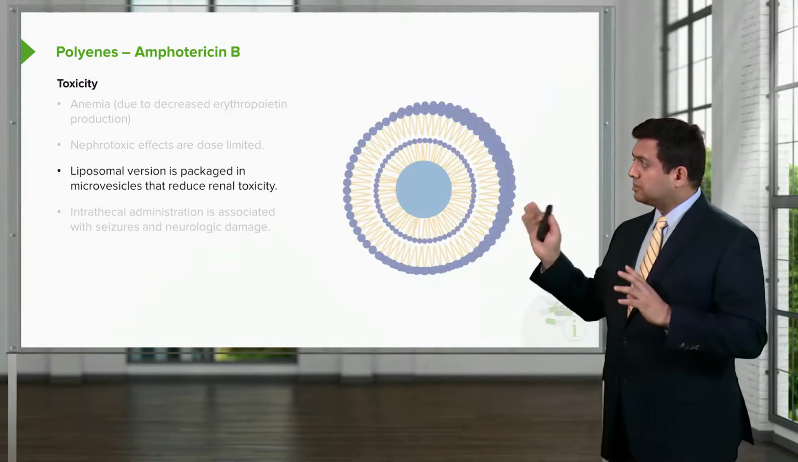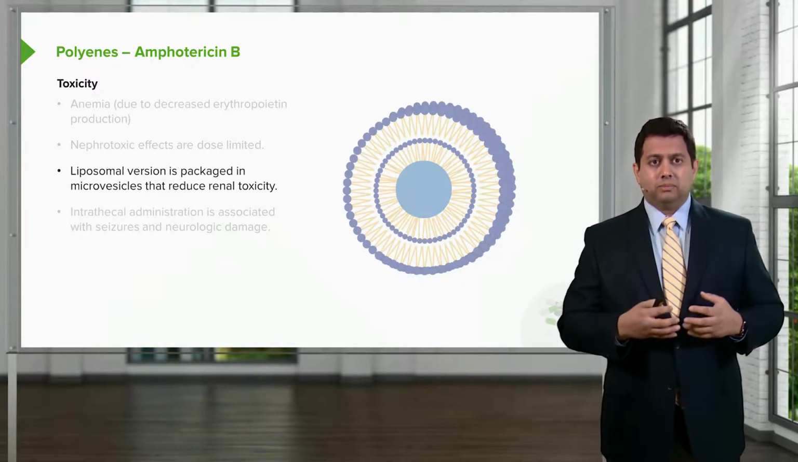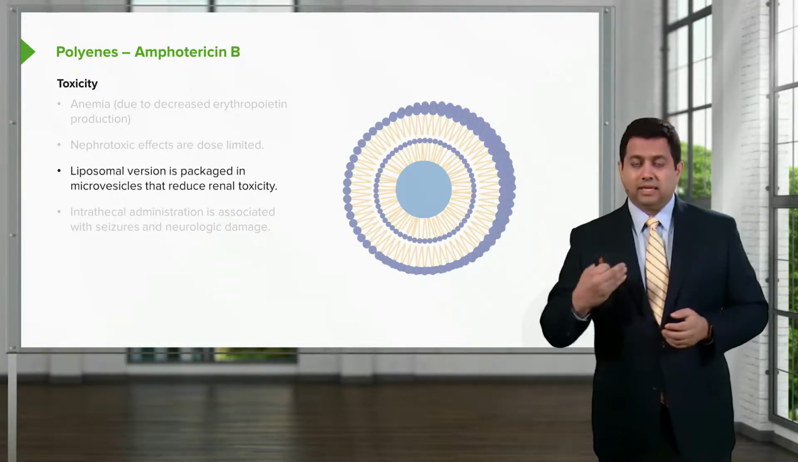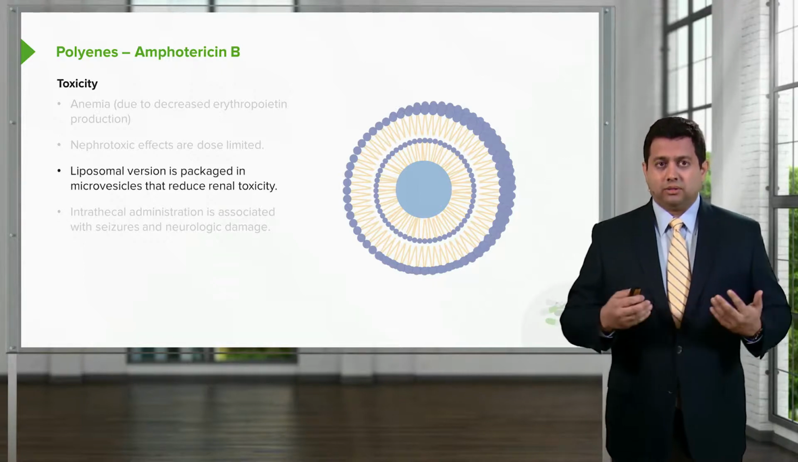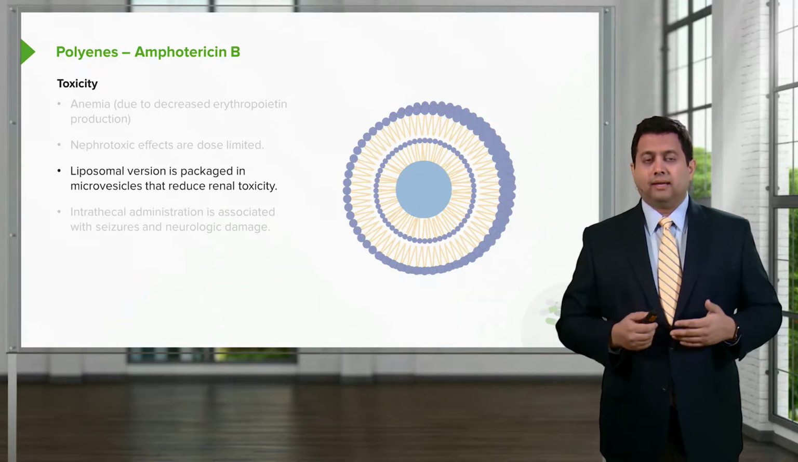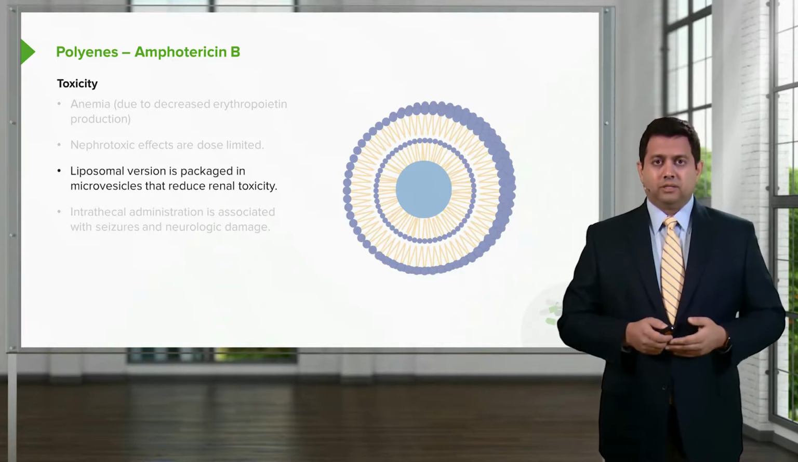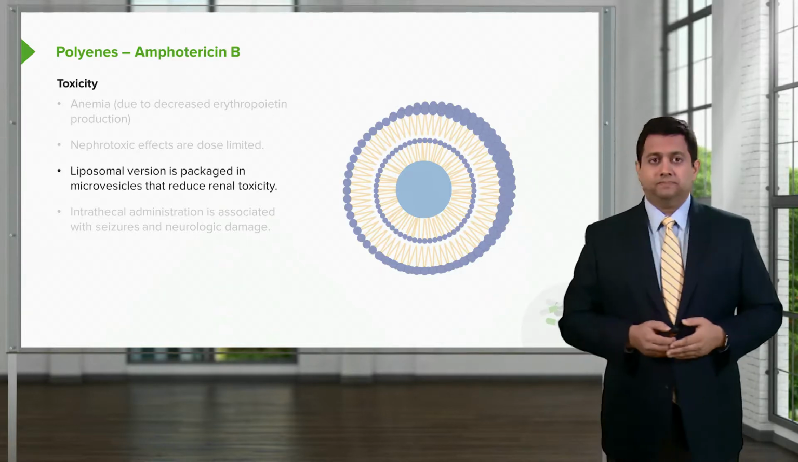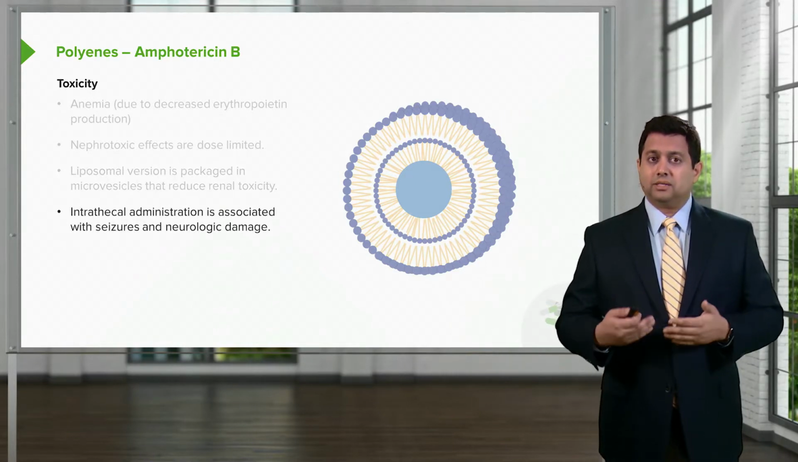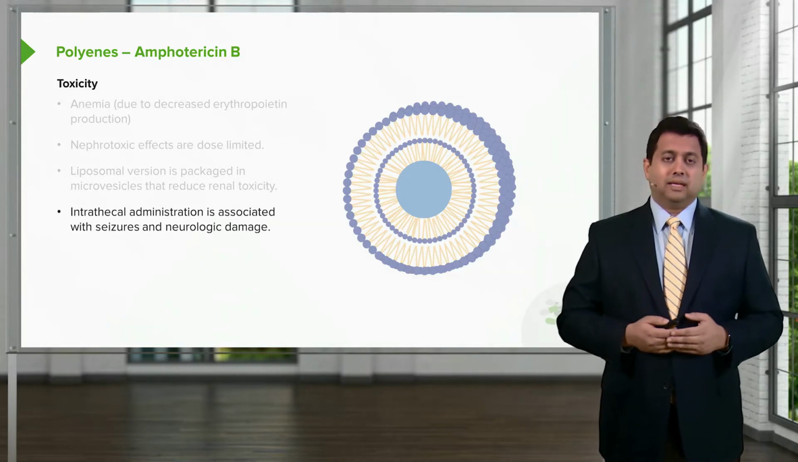Now, we have a liposomal version of amphotericin B. These liposomes package the amphotericin B on the inside of these vesicles, and they reduce renal toxicity. The correct term is liposomal amphotericin B. We do give this medication intrathecally, but it is associated with seizures and neurologic damage, so that is a treatment that we try to avoid unless we're really in trouble.